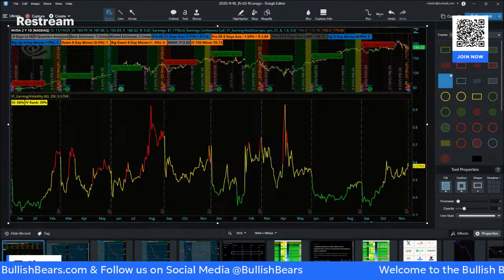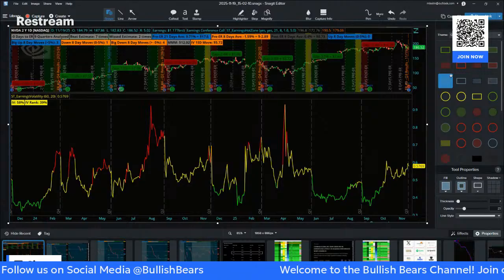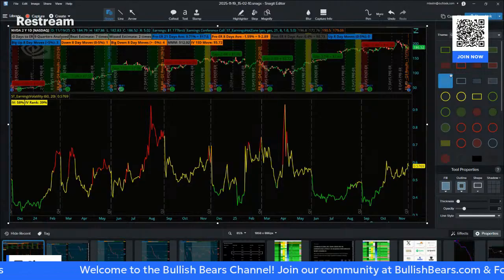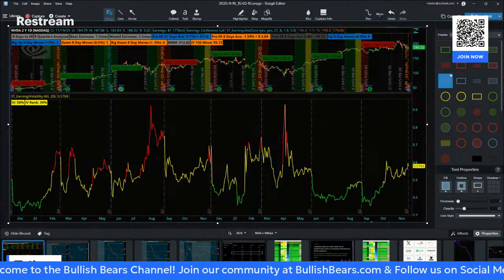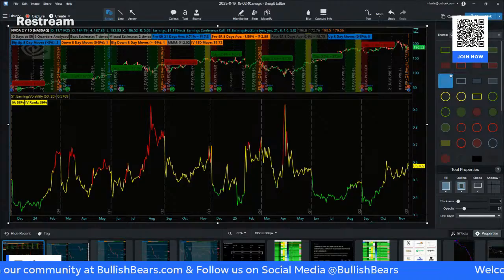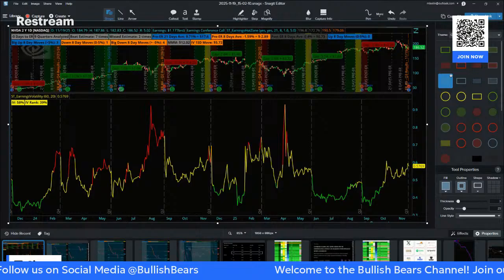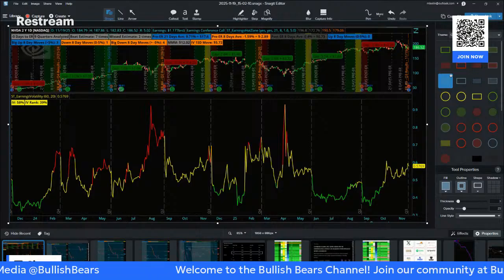Here's NVIDIA's IV rank going into earnings. And all those gray lines in the lower part of the chart are marking where IV was at earnings. If you look at where the IV is now, we're higher than the last two earnings, but we're lower than the average earnings.